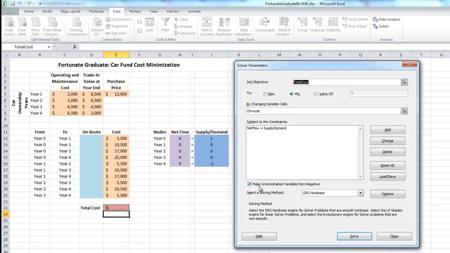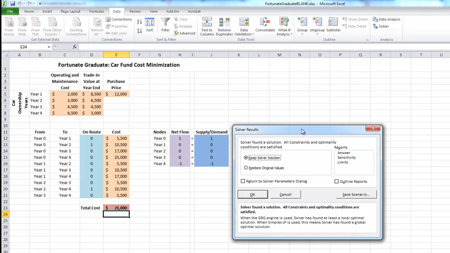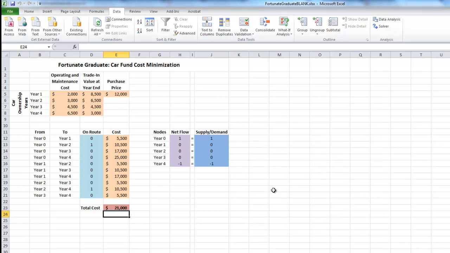Just two things to double check. Where it says make unconstrained variables non-negative, we want to make sure that is checked because we're not doing any negative traveling through our diagram. And then for select solving method, we want to make sure that is Simplex LP because we're using simplex linear programming. Now, if we have everything in our Solver typed in and spelled correctly, we'll click Solve and see if we get an answer. All right, and luckily we do. It says Solver found a solution. All constraints have been satisfied. Do we want to keep our solution? Yes, we do. So we'll click OK.